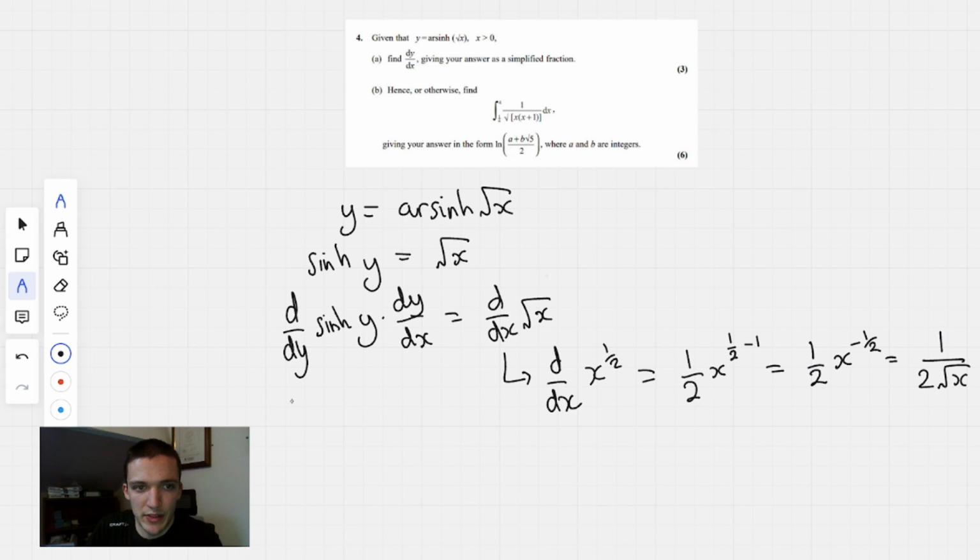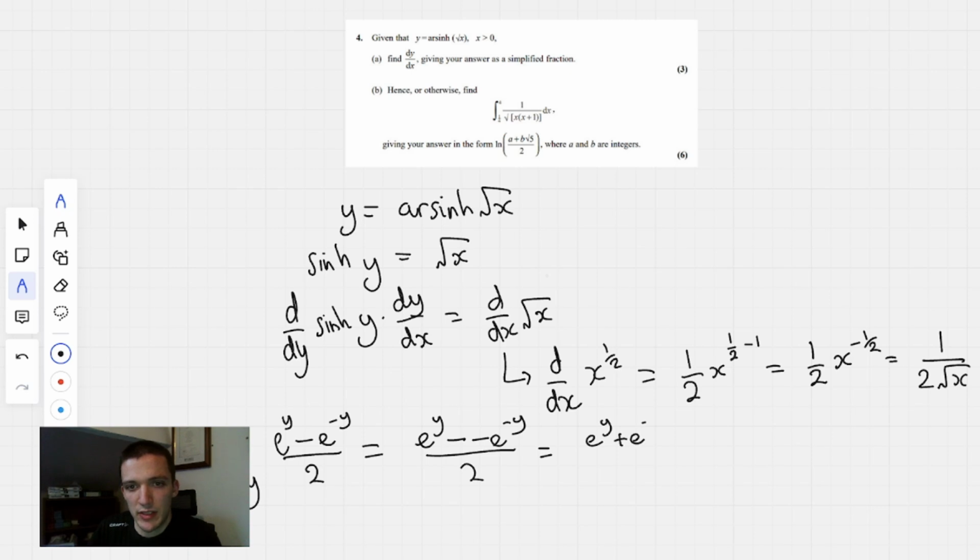Now on the left hand side, d by dy of sinh y, well, sinh y is this guy right here, which we should know, and then I'm going to do d by dy of that. Well, d by dy of e to the y is e to the y, minus, d by dy of e to the negative y is negative e to the negative y, over 2, which of course is e to the y plus e to the negative y over 2, which is cosh of y.